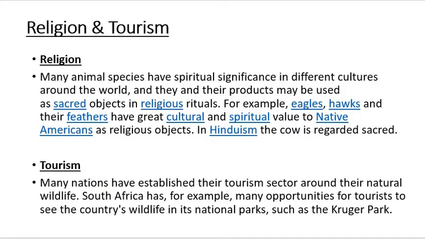Okay, if we move forward. Next is religion and tourism, how it is related to wildlife. Many animal species have spiritual significance in different cultures around the world, and their products may be used as sacred objects in religion. For example, eagles, hawks, and their feathers have a great cultural and spiritual value to Native Americans as a religion, like in Hinduism, the cow is regarded as sacred.